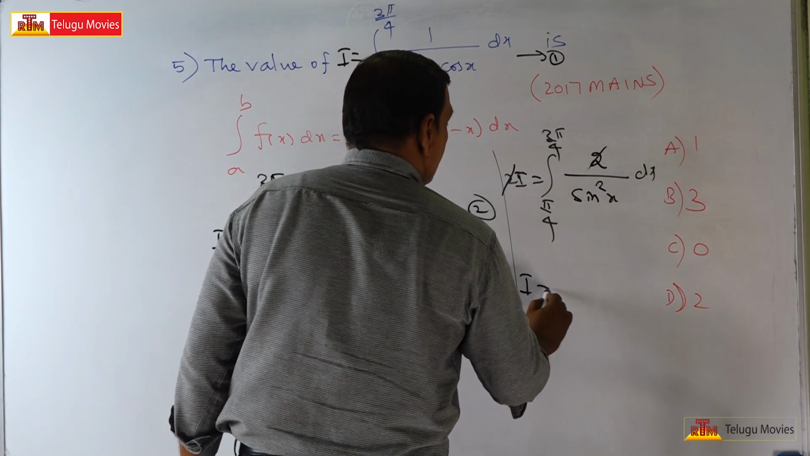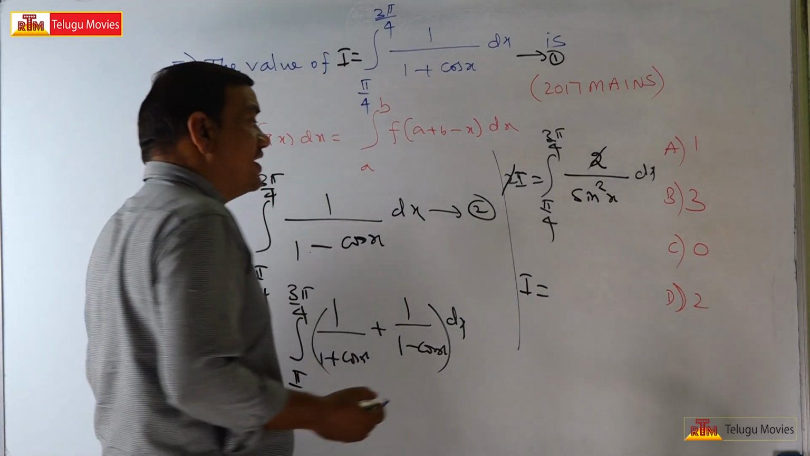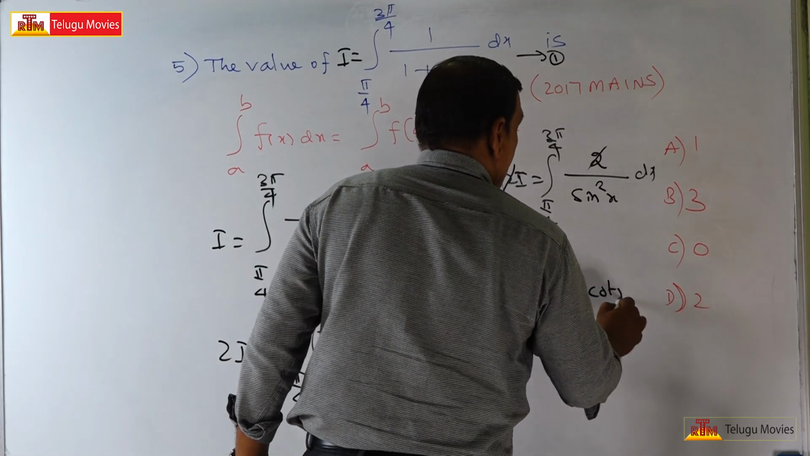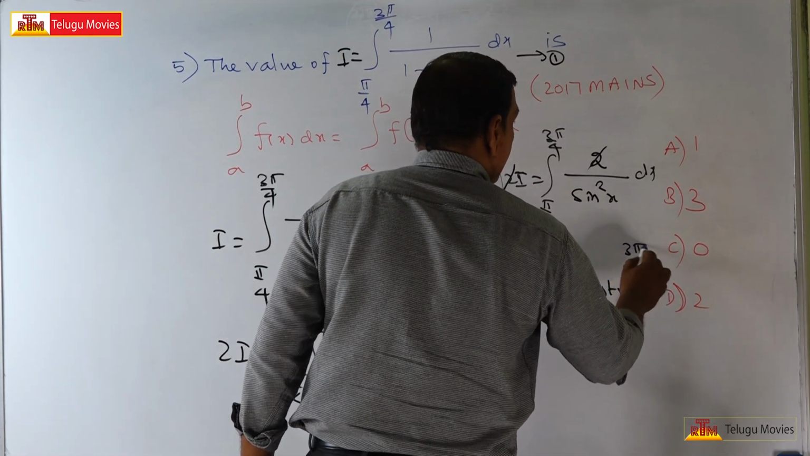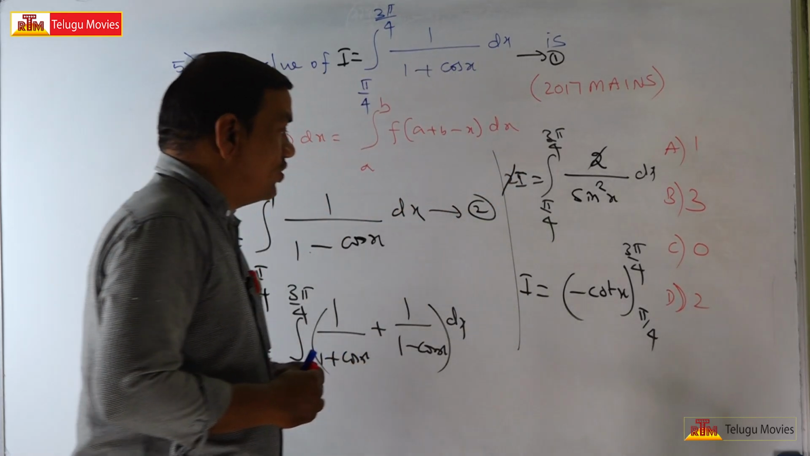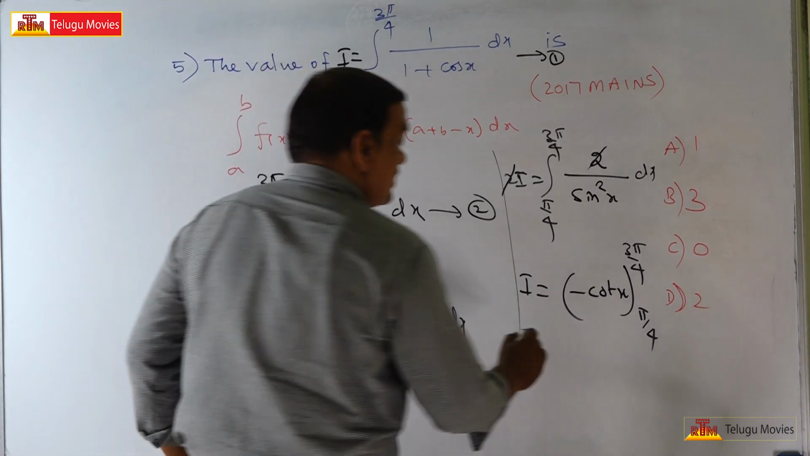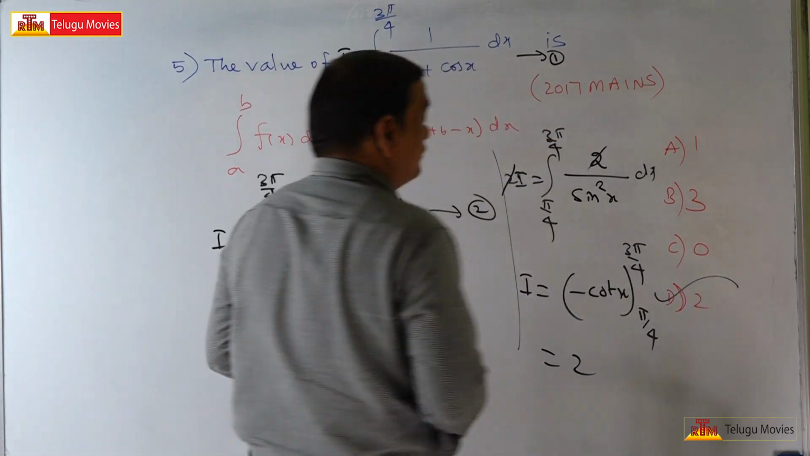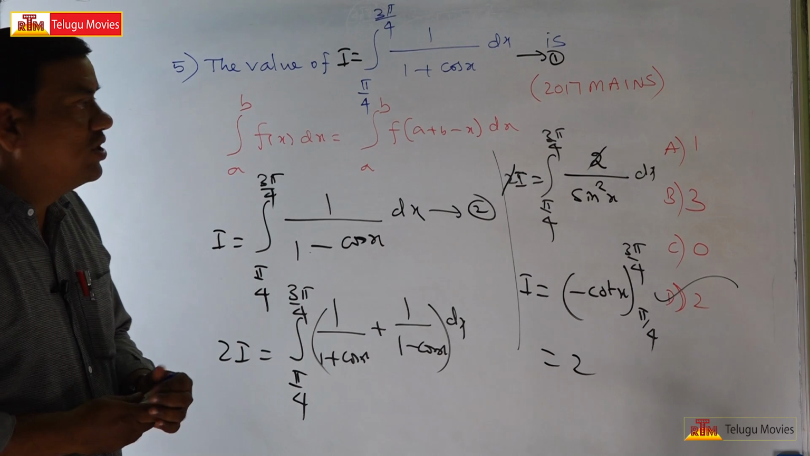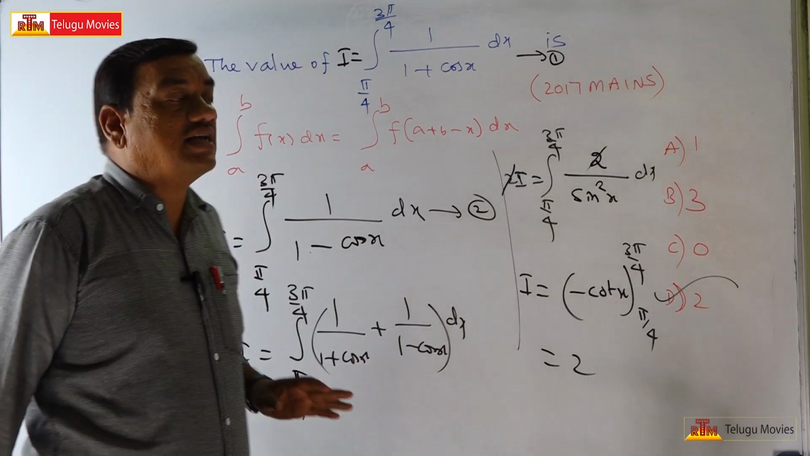So I is equal to the integral of 1 by sin square x, that means cosecant square x. The integral of cosecant square x is minus cot x, with upper limit and lower limit. If you apply the upper limit and lower limit, you will get the answer as 2. So a very easy problem. It was asked in the 2017 mains examination.